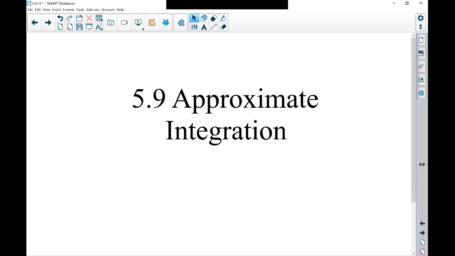And only one of the 2 is actually on the AP exam, okay? But they're both good to know.